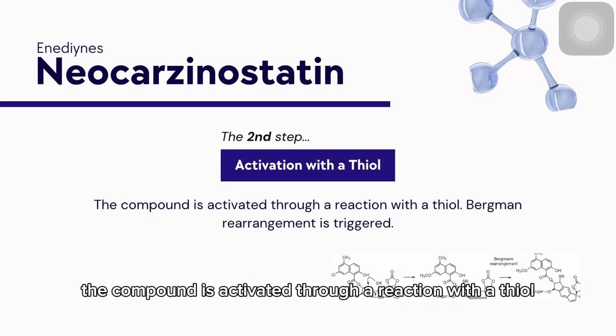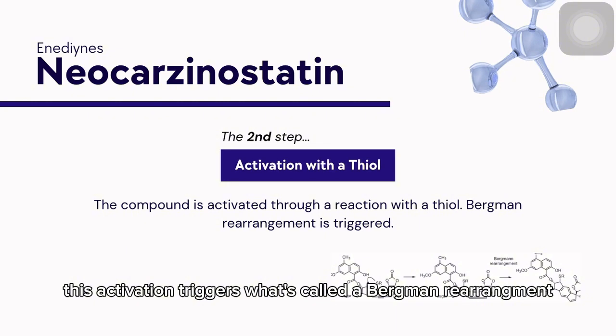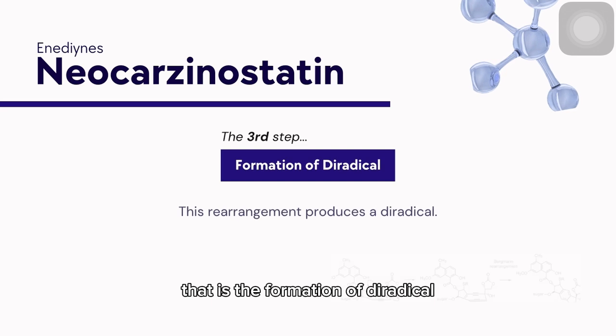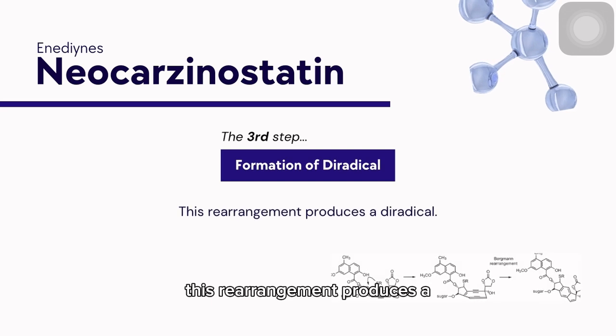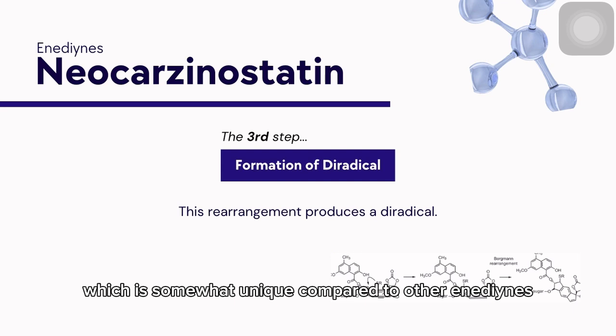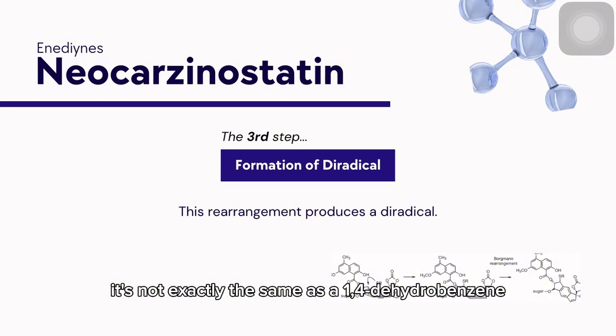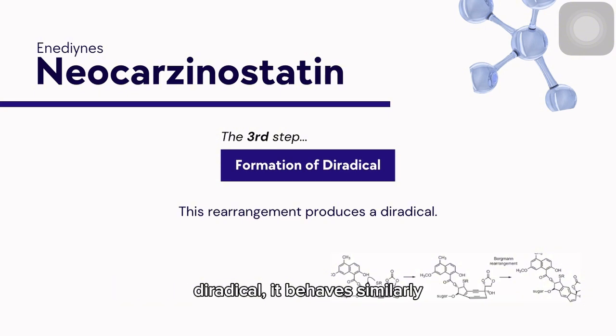The second step is activation with the thiol. The compound is activated through a reaction with the thiol. This activation triggers what's called a Bergman rearrangement. Next is the formation of a diradical. This rearrangement produces a diradical, which is somewhat unique compared to other enediynes. While it's not exactly the same as a 1,4-dihydrobenzene diradical, it behaves similarly.